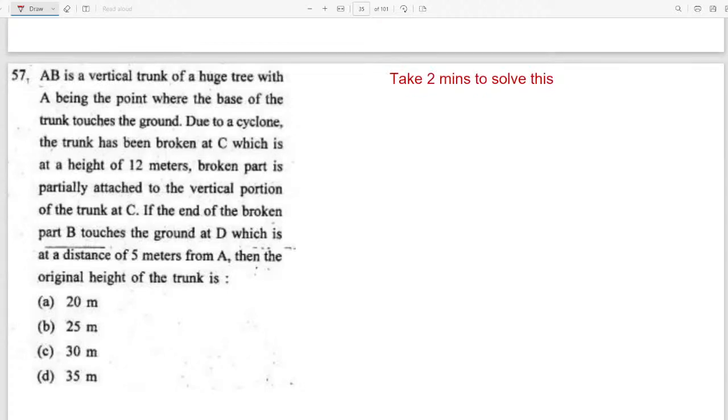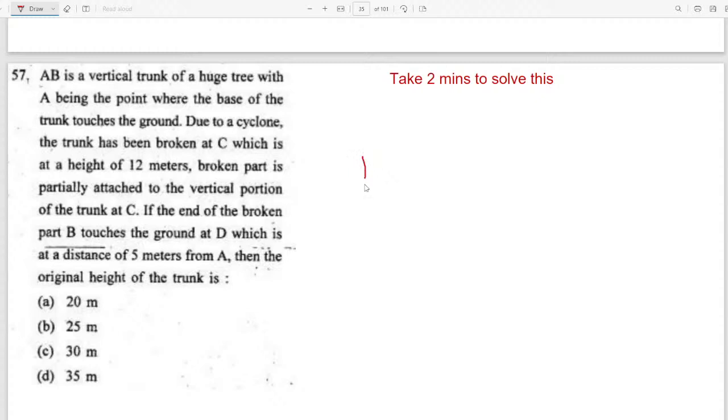So, I think 1, 2, 3, 4 people have got option B. So AB is a vertical trunk of a huge tree, A being the point where the base of the trunk touches the ground. Due to a cyclone, the trunk has been broken at C, which is at a height of 12 meters. The broken part is partially attached to the vertical portion of the trunk at C. If the end of the broken part B touches the ground at D, which is at a distance of 5 meters from A, then the original height of the trunk is.